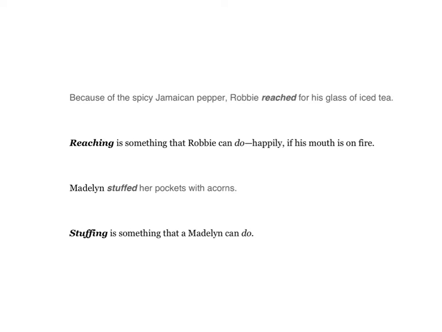For example, because of the spicy Jamaican pepper, Robbie reached for his glass of iced tea. Okay? Reaching is something that Robbie can do. Which he would be happy to do if his mouth is on fire and he needs to reach for his glass of iced tea. So, reached is an action verb.